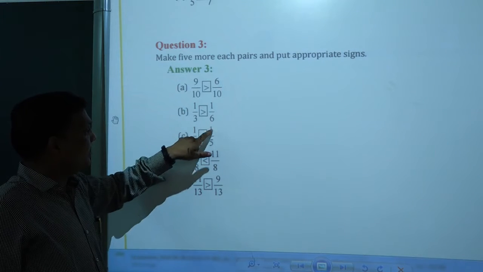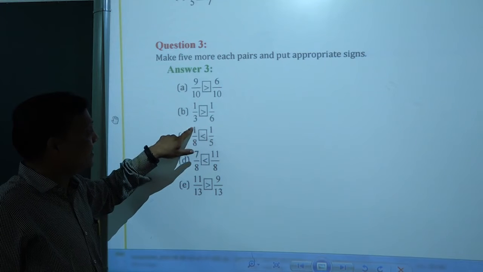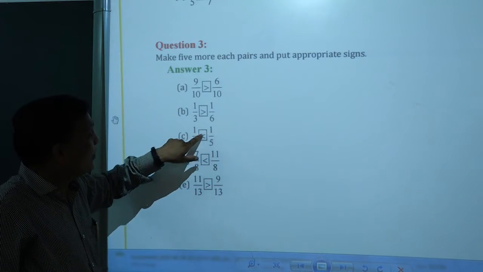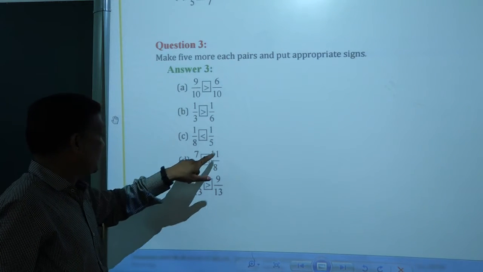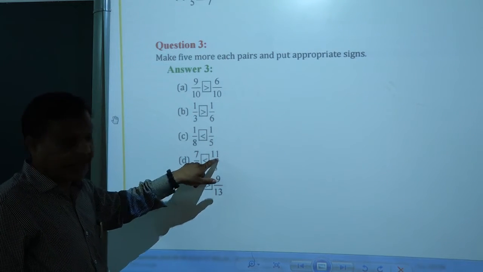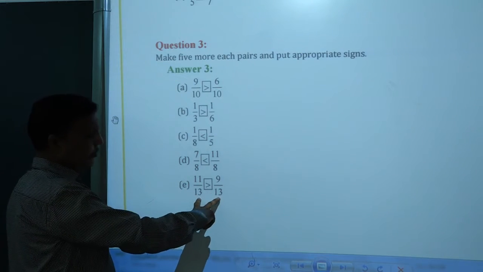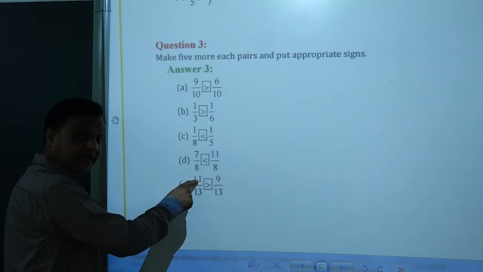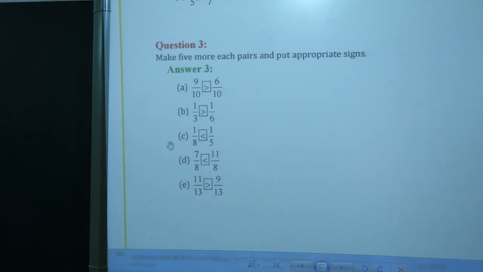1 upon 8 and 1 upon 5. Cross multiply, 5 ones are 5, 8 ones are 8. So 1 upon 5 is the greater. 7 upon 8, 11 upon 8. Both are same denominators, 11 is the greater. 11 upon 13, 9 upon 13. Denominators are same, so you have to see the greater numerator. 11 is the greater. And in this way you can put five more examples. You can write that on your own.